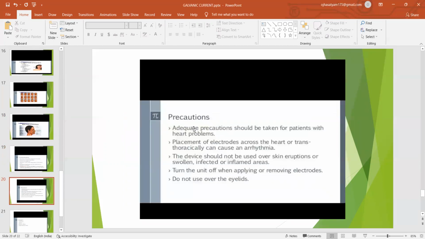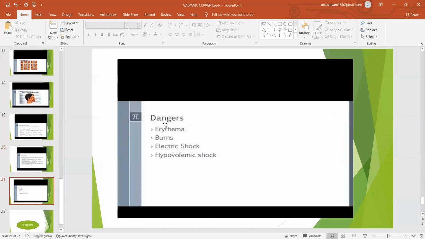Precautions. What are the precautions? Adequate precautions should be taken for a patient with heart problems. Placement of electrodes across the heart transthoracically can cause arrhythmia. The device should not be used on skin eruptions or swollen, infected, and inflamed areas. Turn the unit off before applying or removing electrodes. Do not use over the eyelids. Dangers: edema, burns, electric shock, and hypovolemic shock.